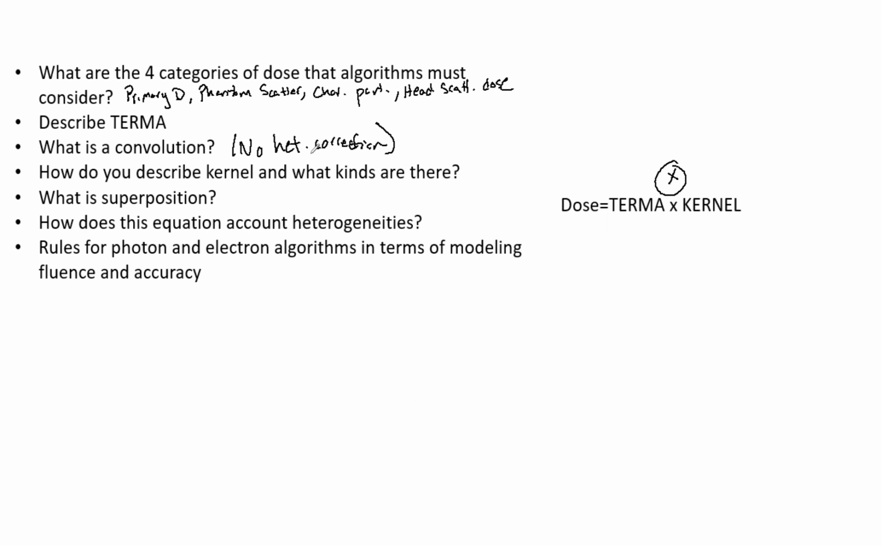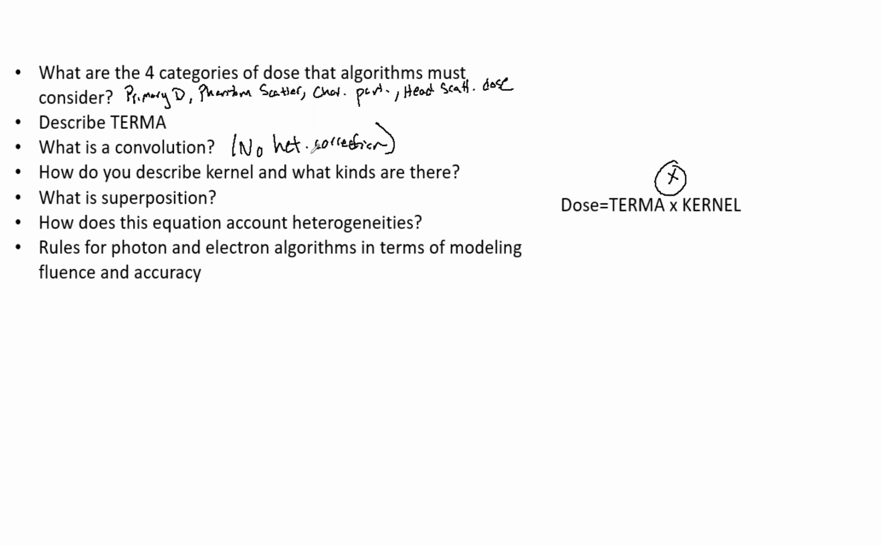So what's a kernel and what kinds are there? Kernels spread out terma over an area, and these are Monte Carlo pre-calculated. They are essentially the dose deposition of the secondary electrons that are set in motion by those primary interactions. So we have pencil kernels, we have point kernels, and depending on the accuracy and how long you want the calculation to take, that will determine whether you want a pencil or point.